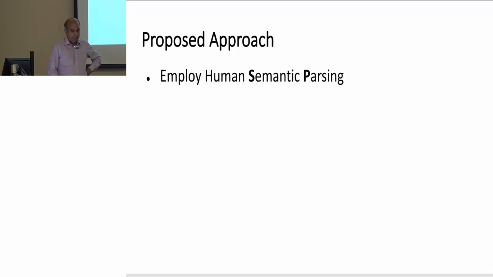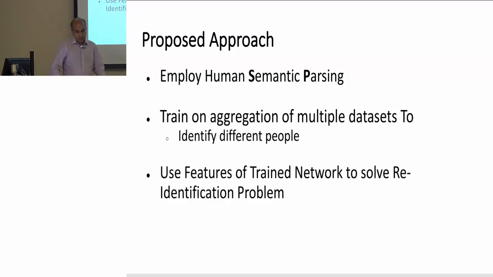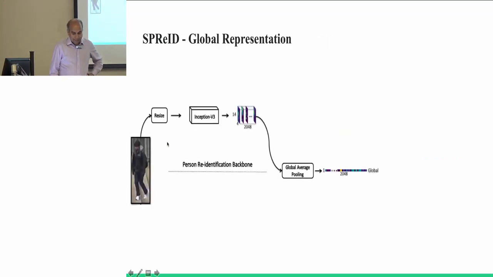Therefore, what we are going to do is apply, again, semantic segmentation of the whole body. Then we'll train this system on multiple data sets to identify different people and use those features to train the network to solve the identification problem. So what we have is this network. First, we take an image and compute different features using these different layers, and we come up with a 2048-dimensional feature vector. Because we have training examples, we'll say this person should be person number 3, and we'll learn those weights. We take the feature vector before the fully connected layer.